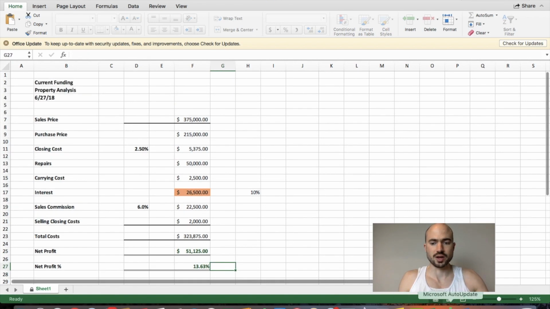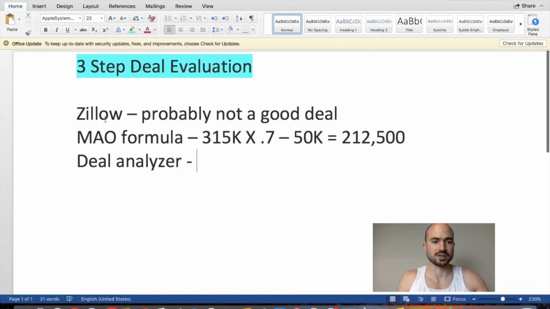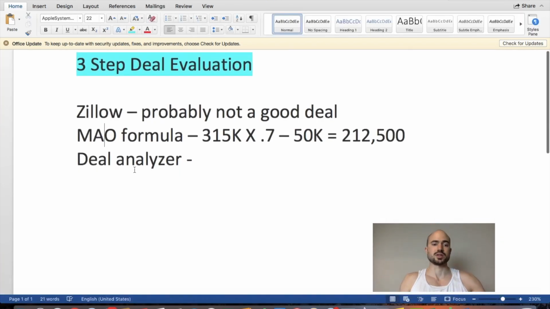So that's how I do it. That's my 3-step deal evaluation. I look at Zillow first, then I use the Mayo formula, then I use a deal analyzer. And you just want to put a lot of leads through this process. If you get 20 or even 50 leads, you're going to get a deal. Most deals are bad, but 1 in 10, 2 in 10 are actually going to be pretty good. So keep that in mind.